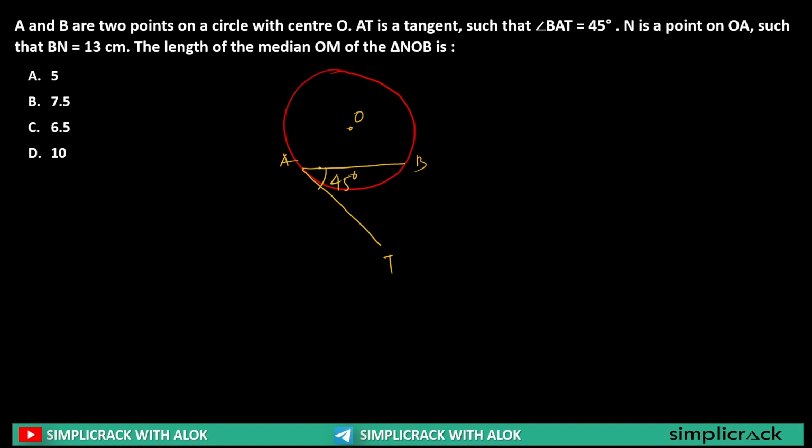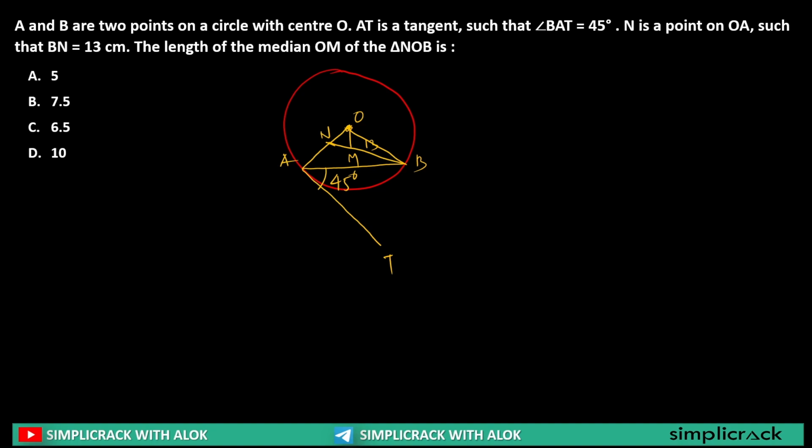N is a point on OA. So let's connect OA. N is a point on OA such that BN is equal to 13 centimeters. Clear? The length of the median OM. So it is asking about OM of triangle NOB. N is a point so that BN is equal to 13. The length of the median OM. Okay, so this is a triangle and this is a median M. Now see, OM is the median and BAT is equal to 45 degrees.